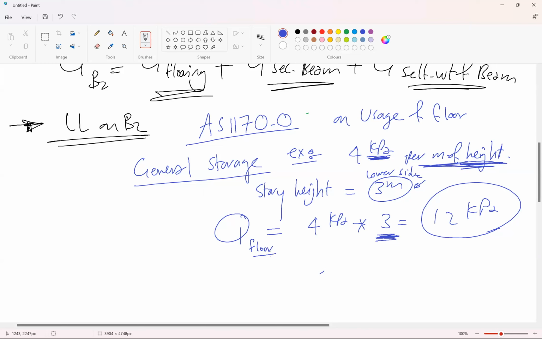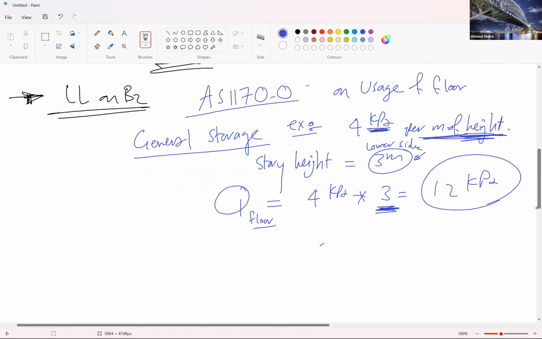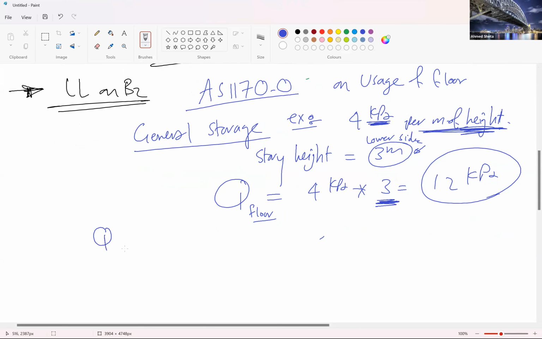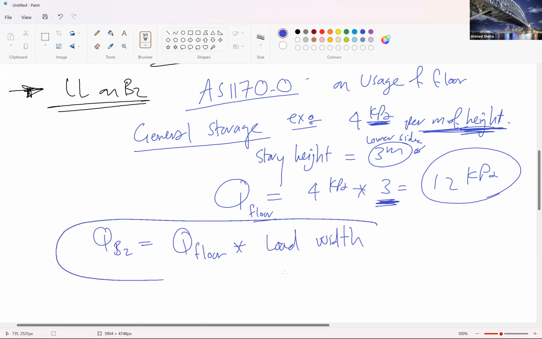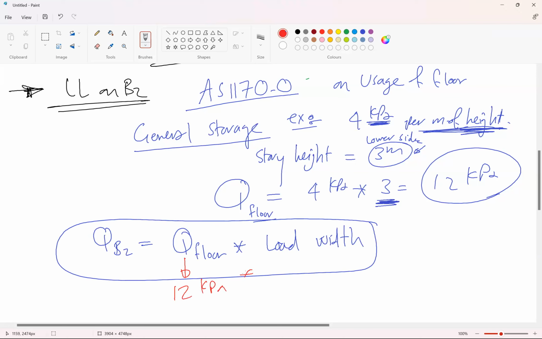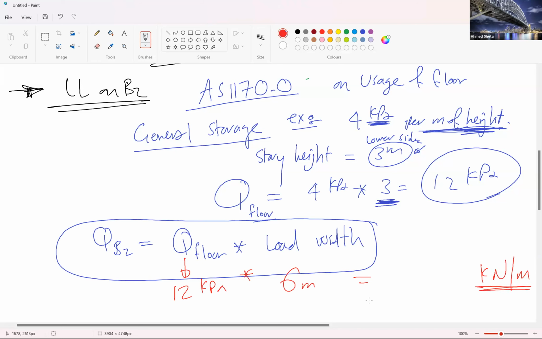Okay, so now we get Q floor. The next step is Q on B2. Q on B2 will be Q floor times load width. Is this a new formula or have we used it before? It's used all the time for live load. So it will be 12 kPa times the 6 meter load width. The answer will be 72 kilonewton per meter.